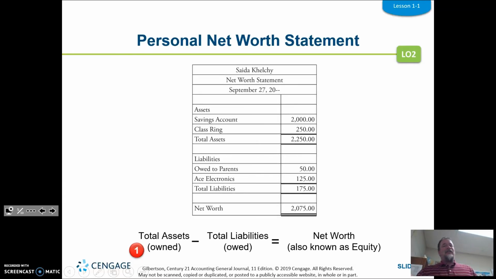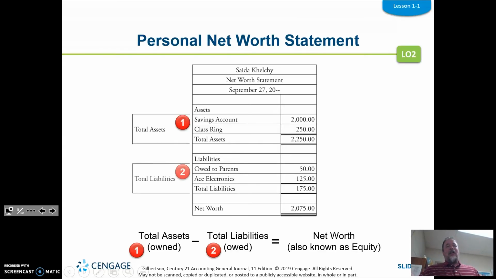So here we have our total assets, or anything owned. Here's our asset section. So we have assets: savings account, $2,000, and a class ring, $250. If we add those up, we have total assets of $2,250. Then we have our liability section. Okay, this person owes $50 to their parents and $125 to Ace Electronics for a total of $175. So if we subtract our total liabilities from our total assets, we get a total net worth of $2,075.